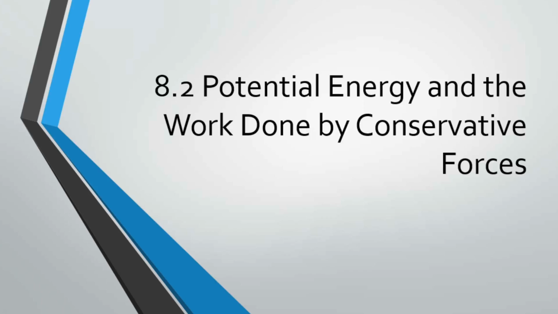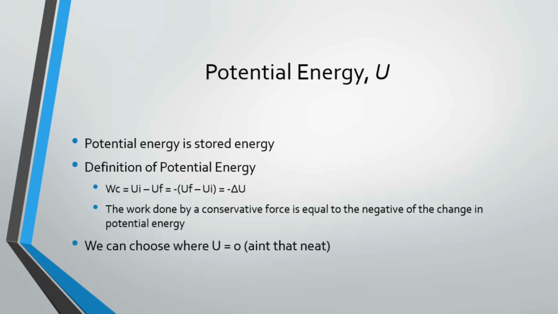Now Zoe and I are going to teach you a little bit about potential energy and the work done by conservative forces. Potential energy is pretty easy. It is represented by the capital letter U, and the general definition for potential energy is stored energy. In equation form, as you see below, the work done by conservative forces equals Ui minus Uf, which is the negative change in U. So the work done by a conservative force is equal to the negative of the change in potential energy.